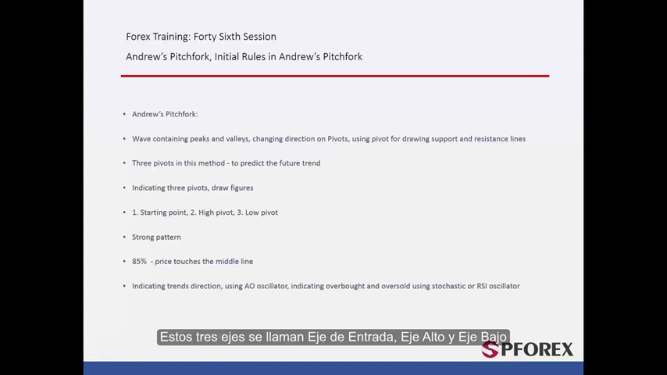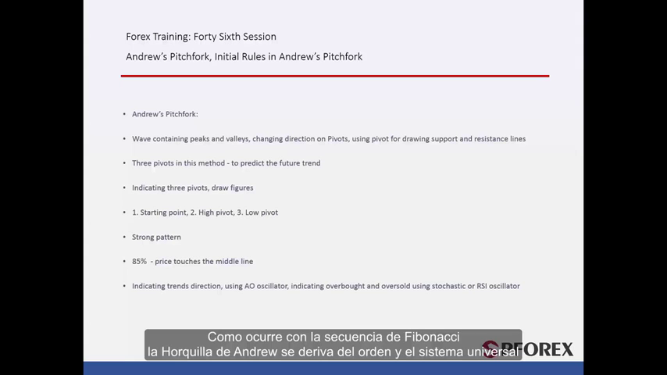These three pivots are called the entry point, high pivot, and low pivot. Like the Fibonacci sequence, Andrew's pitchfork is derived from the universal order and system. Hence, Andrew's pitchfork is one of the most powerful financial market strategies.